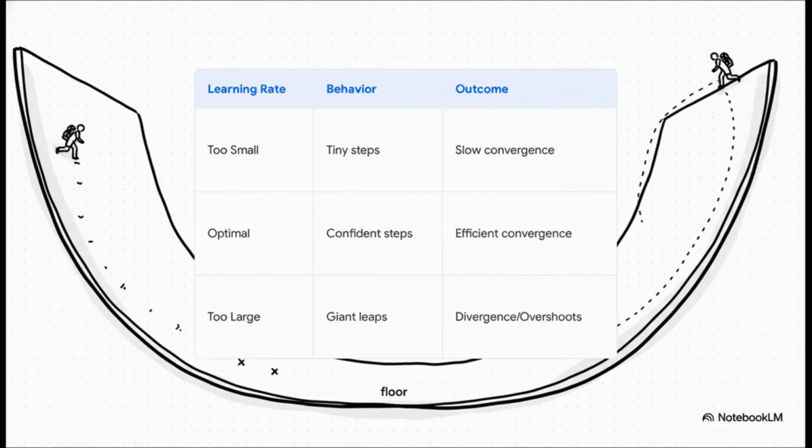On the flip side, if the learning rate is too large, our hiker takes a massive leap, flies right over the bottom of the valley, and lands halfway up the other side. They could even end up farther away from the goal. So you're always trying to find that just right, Goldilocks learning rate to get to the bottom efficiently.